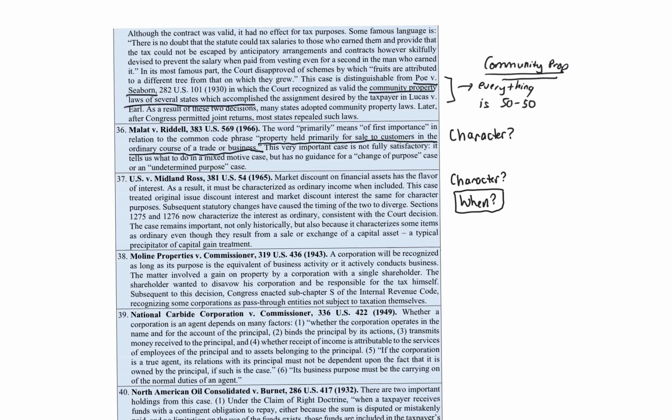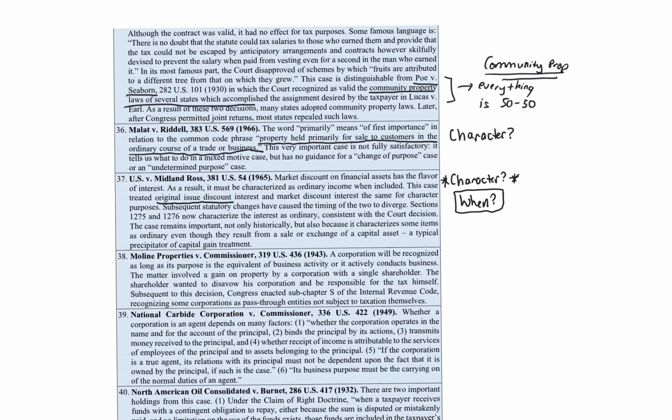U.S. versus Midland Ross: market discount on financial assets has the flavor of interest. So that's the reason why I say specifically this is a character issue, this case, but it's also a timing issue, because as a result, it must be characterized as ordinary income when included. This case treated original issue discount, which is mostly a when, or timing, issue, but there also is a characterization aspect as well. So if I asked you about this question on an exam, or if this was an issue in practice, it'd be both a when and a character question.